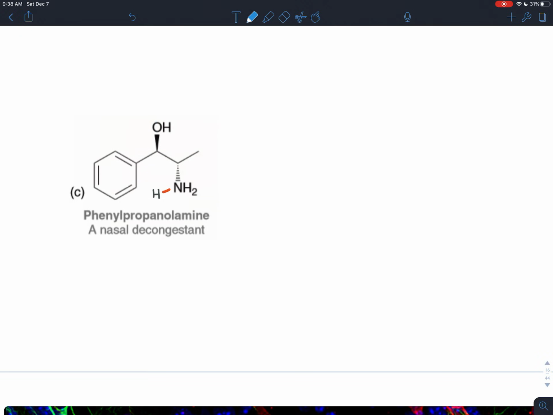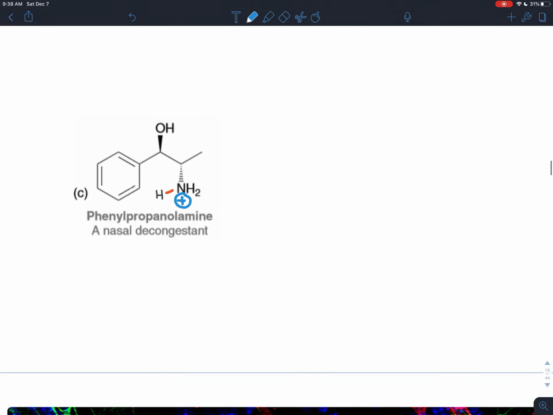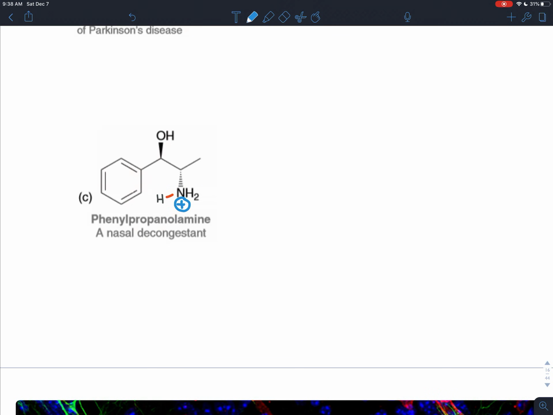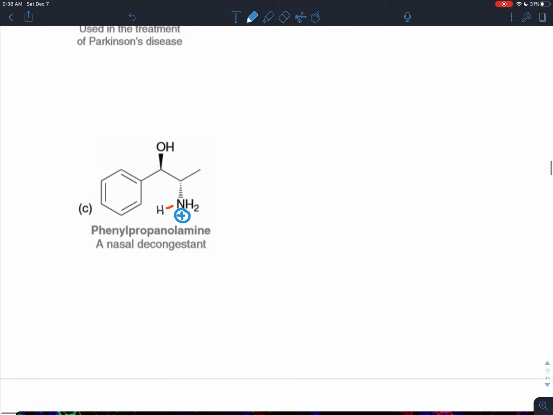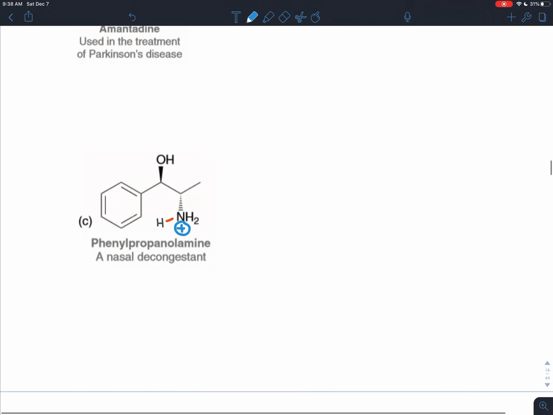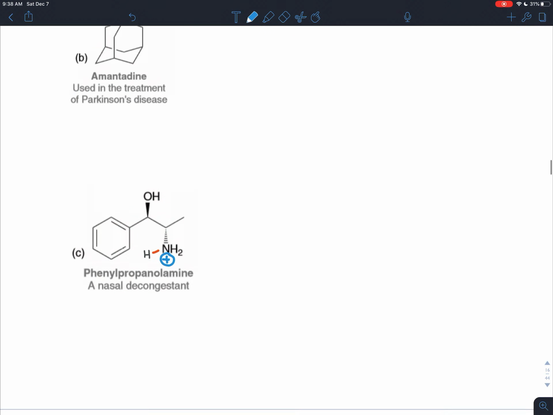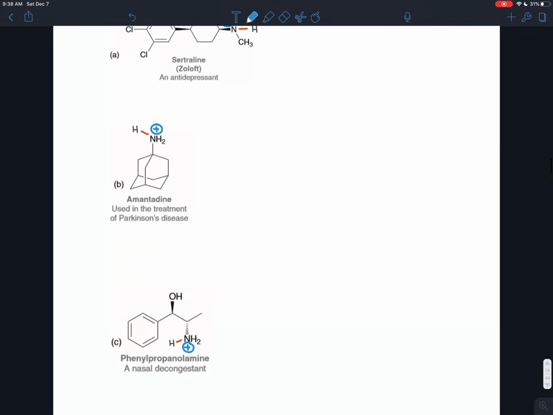And what you'll notice is that this nitrogen had 2 bonds already. Now we made a third and then a fourth. That's 4 bonds. Nitrogen, whenever it has 4 bonds, has a full positive charge. It accepted an H+, so it should make sense that we draw a new H and we draw a plus sign on it. And so when you put phenylpropanolamine in your body, it really looks like this. The nitrogen actually has a full positive charge on it and an extra hydrogen.